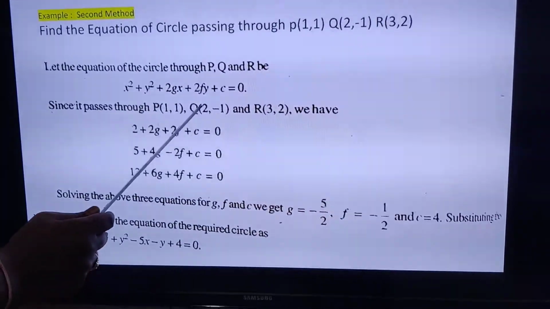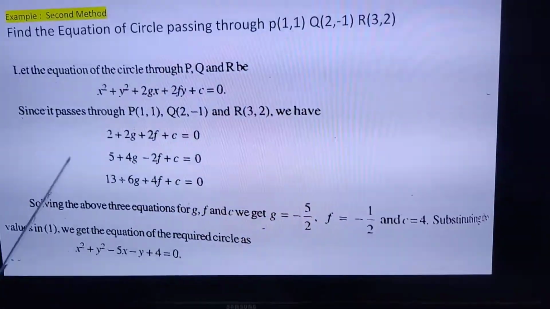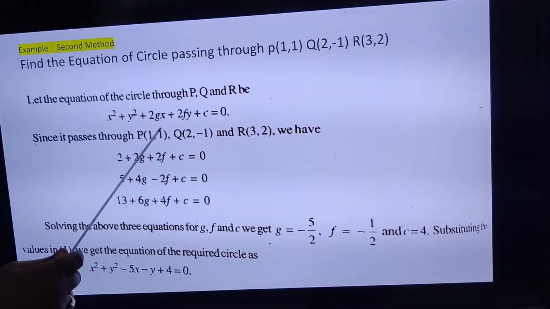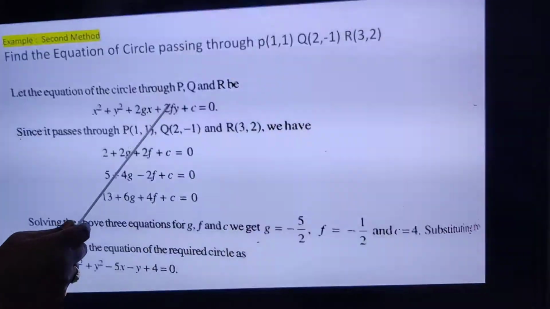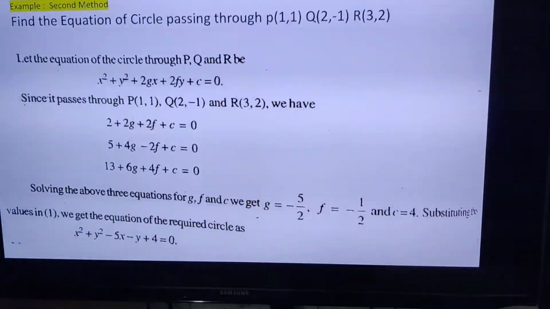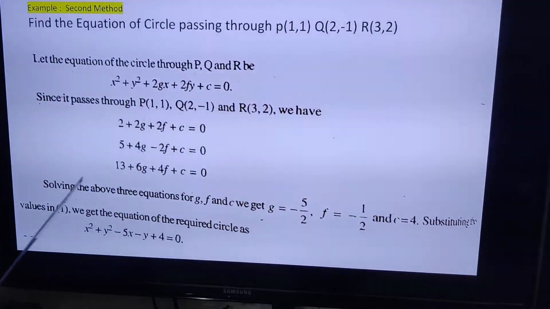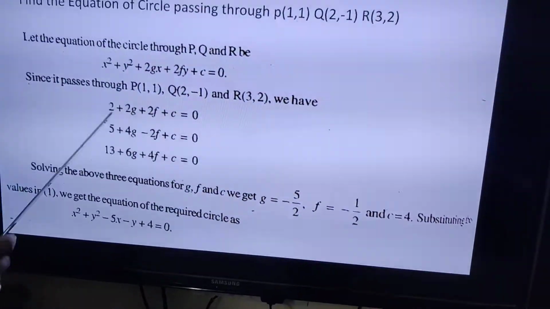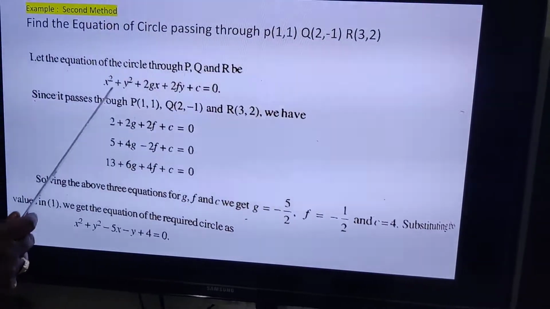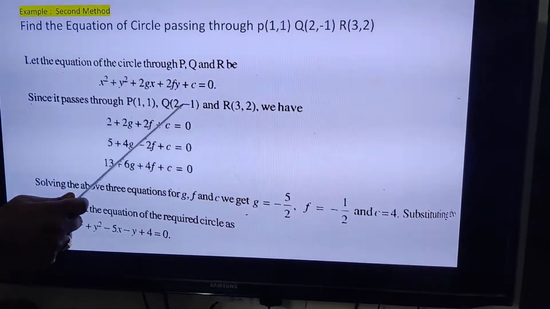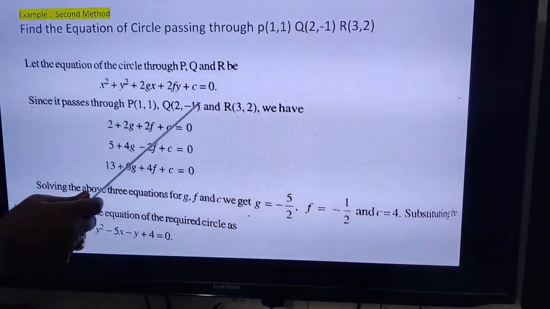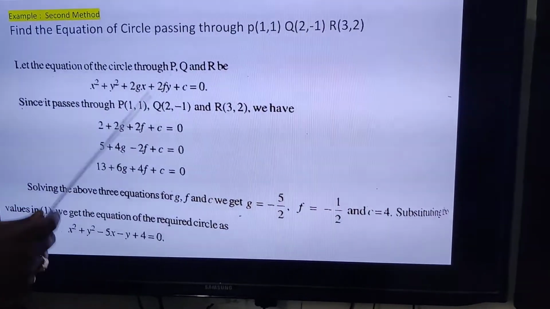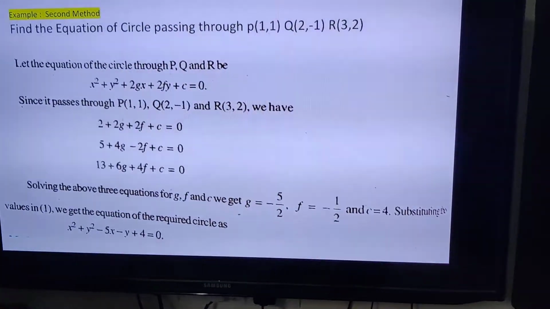Similarly, substituting (2, -1) in the general equation: 2 square plus (-1) whole square, plus 2g into 2, plus 2f into -1, plus c is equal to 0. 2 square means 4, (-1) whole square means 1, 4 plus 1 becomes 5, 2g into 2 is 4g, 2f into -1 is -2f, plus c. We get the second equation.